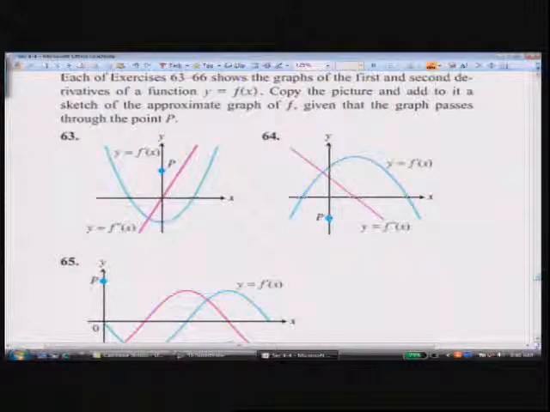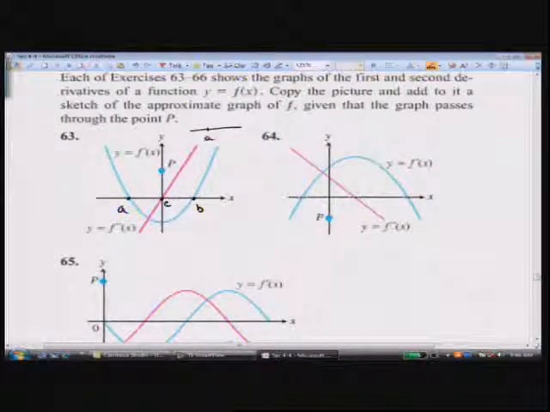All right, so if this is the first derivative right here, I could call this A and B, and maybe I'll call this C. Why do I care about where the first derivative crosses the x-axis? Because those are your critical points. A and B are critical points for the first derivative because that's where it crosses the x-axis. To the left of A, what is the derivative? Your choices are positive or negative.